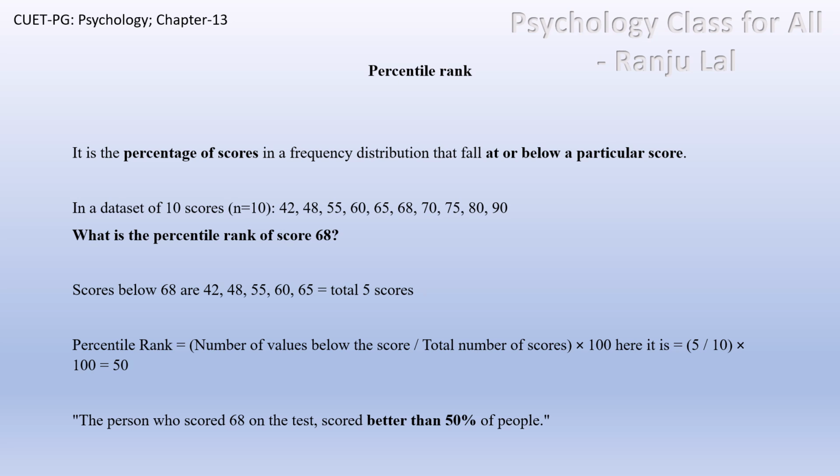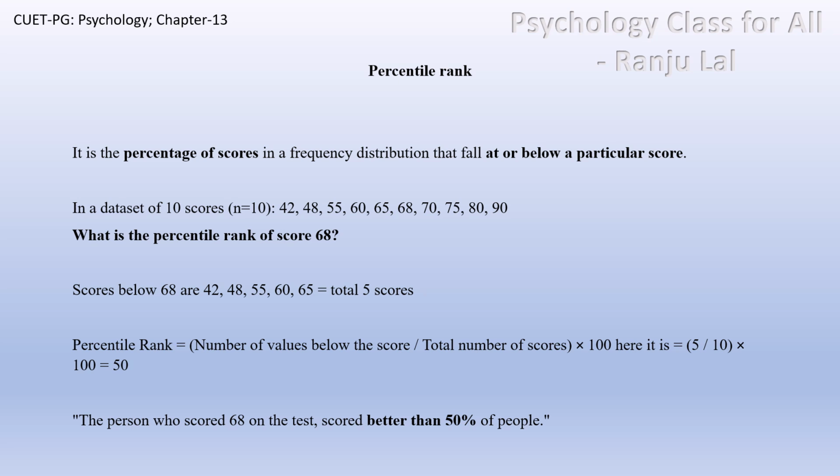In the data set of 10 scores that I have presented over here, what is the percentile rank of a score 68? So the first step is to count scores below 68. Here scores below 68 are 42, 48, 55, 60 and 65. Total 5 scores are there.